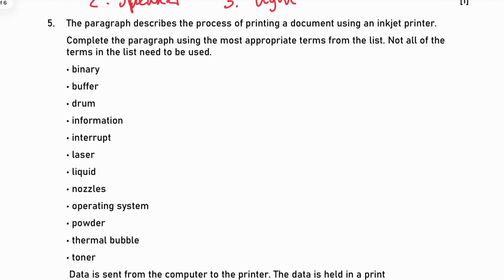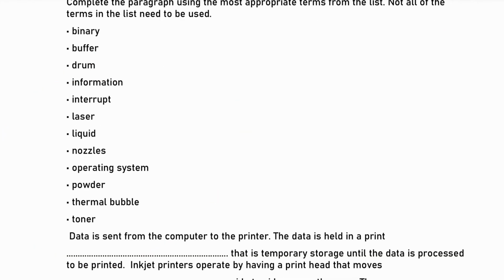And then let's move on to question 5, which is talking about an inkjet printer. So the paragraph describes the process of a document being printed with an inkjet printer. Remember, you need to be able to describe an inkjet printer and a laser printer. So complete the paragraph using the most appropriate terms from this list. Not all of the terms will be used. So first and foremost, data is sent from the computer to the printer. The data is held in a print buffer, so a place where the documents are stored whilst they're in a queue. That is a temporary storage until the data is processed to be printed.